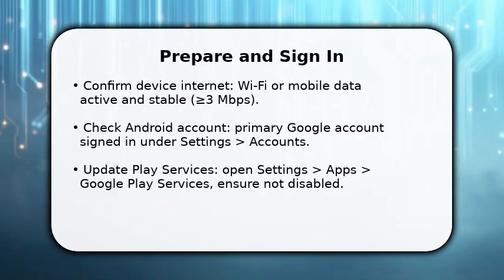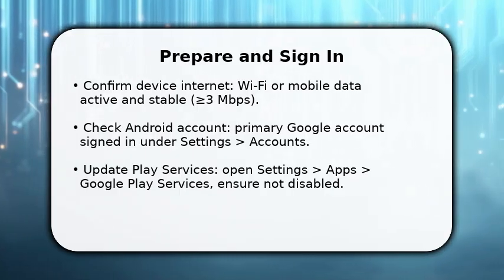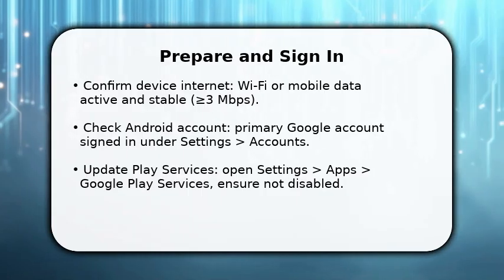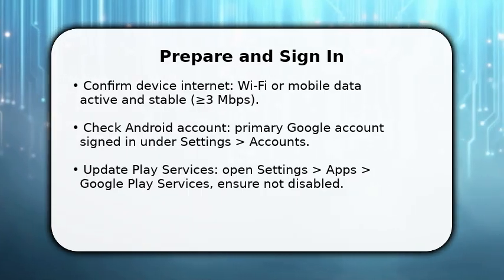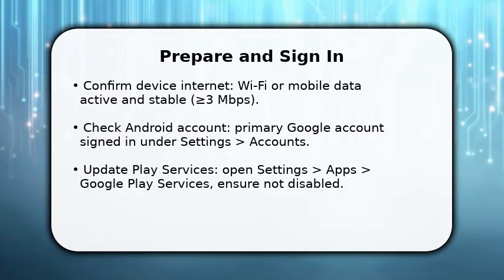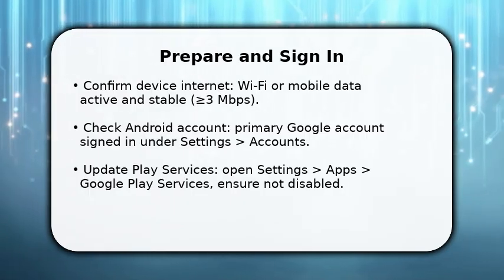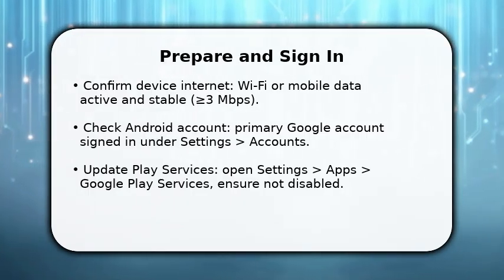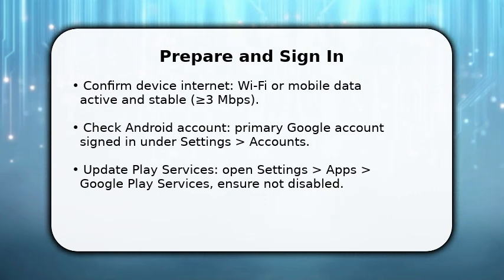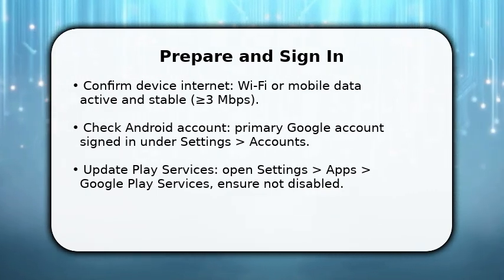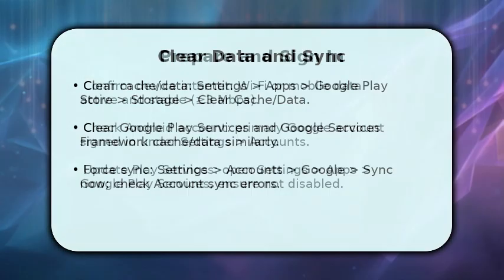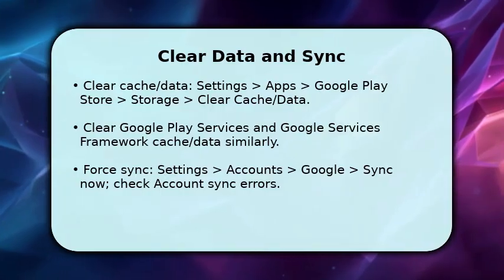Once done, make sure Google Play Services is enabled and not restricted by battery or data saver. Reboot the device to force background sync. These steps re-establish authentication and permissions, so Play can locate your profile instead of returning a blank or missing profile message.